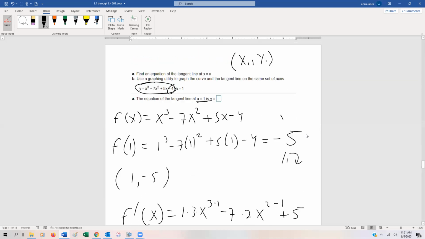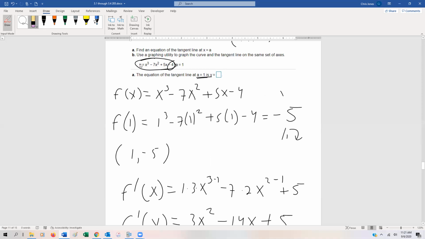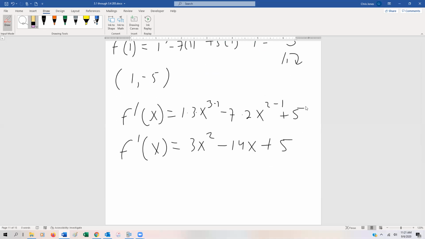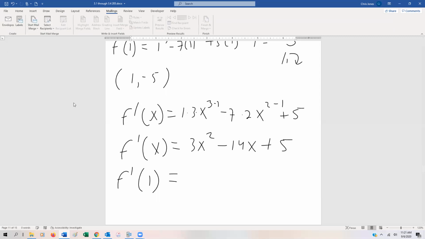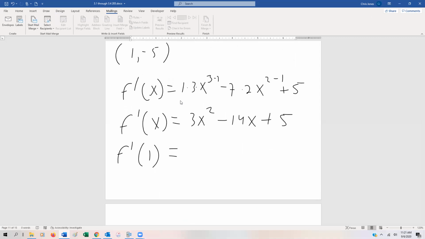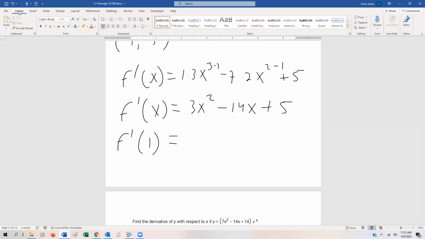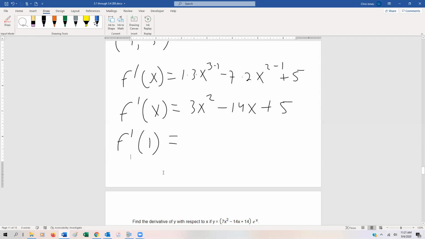Hopefully that makes sense. Really easy to find the derivative, much easier than using the limit definition. Now we have to find the derivative, f prime, at 1, because that's going to tell us what the slope is when x is equal to 1, or in this case, a is equal to 1. All right, so let's go through, sorry. I'm just going to give myself a little bit more room here so we can finish this.